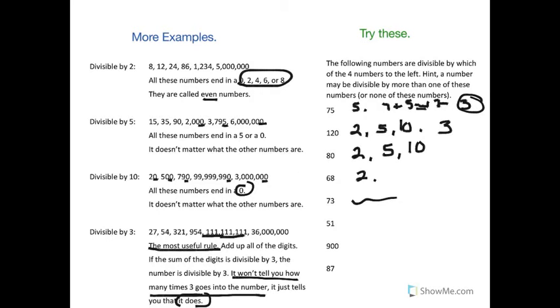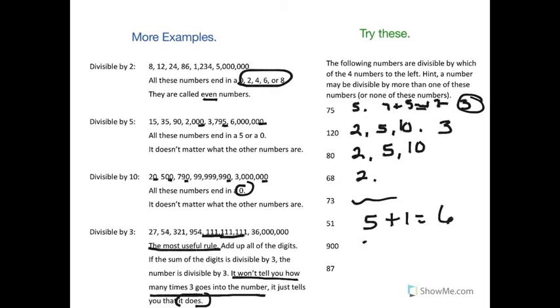51 is one of my favorite numbers. It's not even, doesn't end in 5, doesn't end in a 0. But if you add up 5 plus 1, you get 6. So 51 is not prime. 3 goes in. It goes in 17 times. Doesn't matter. All we know is that 3 does go in.